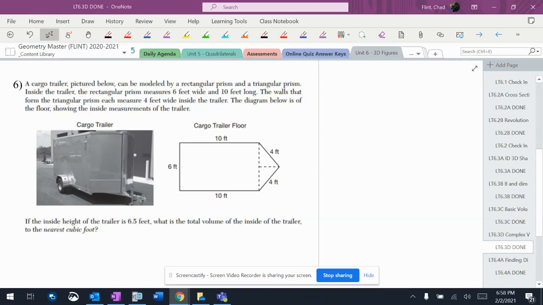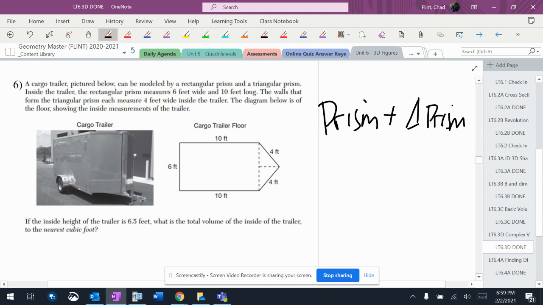All right, so this thing here is way more complicated than it looks. It says the trailer is a prism and a triangular prism. So I have those two things. They are stuck together. It is a triangular prism sitting on top of a normal prism. So I have a prism plus a triangular prism.